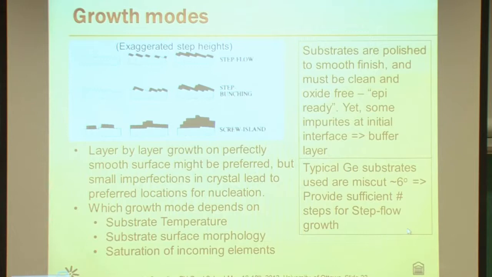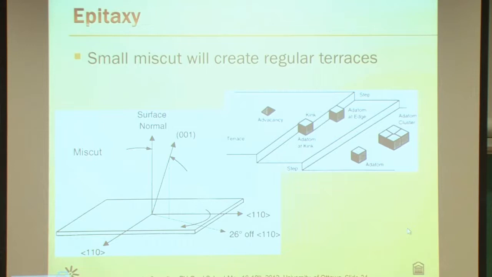And typically, germanium substrates on the 001, more or less the same thing, are miscut 6 degrees to give just enough of these steps for step flow growth. Here's another couple pictures of that. And so the small miscut creates these terraces, and the atoms can very nicely find a nook to add themselves into and continue to grow and propagate these step edges.